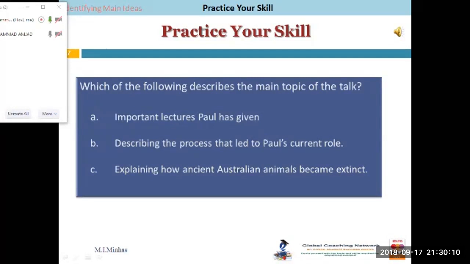Which of the following describes the main topic of the talk? Important lectures Paul has given, describing the process that led to Paul's current role, explaining how ancient Australian animals became extinct. It's not at all A. Yeah, sure, good. There was a bit of animal extinction discussed, but more of the clues relate to option B.